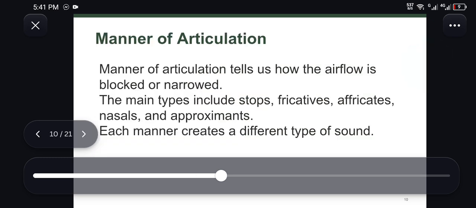Next is the manner of articulation. Manner of articulation tells us how the airflow is blocked or narrowed. The main types include stops, fricatives, affricates, nasals, and approximants. Each manner creates a different type of sound.